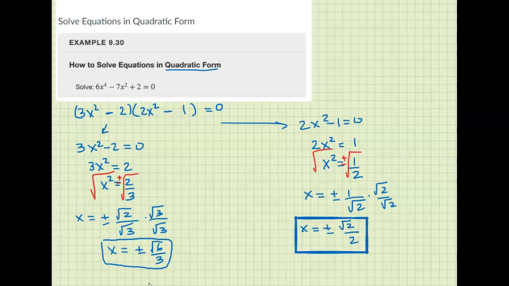Alright, so notice we get 4 solutions in total: plus or minus this and plus or minus that. So the same methods as a quadratic equation to start with, and then you have to keep going to solve it down. You want to figure out what x is. Okay?